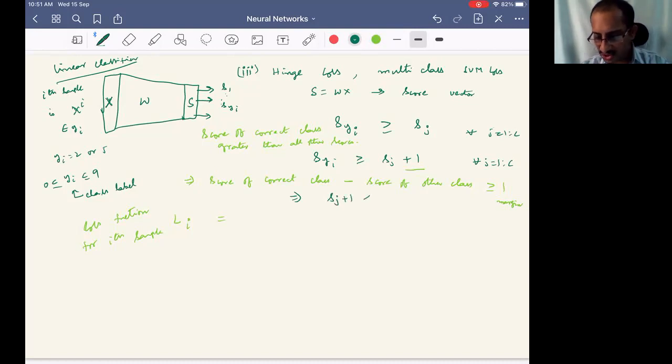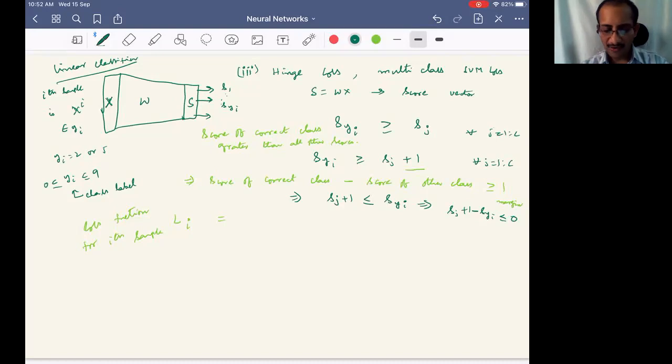Sj plus 1, in other words, should always be less than or equal to Syi. So given this, what does this imply in terms of loss? Sj plus 1 minus Syi should always be less than or equal to what? Less than or equal to 0. Okay, so that means that to correctly classify, at the maximum it can be 0.